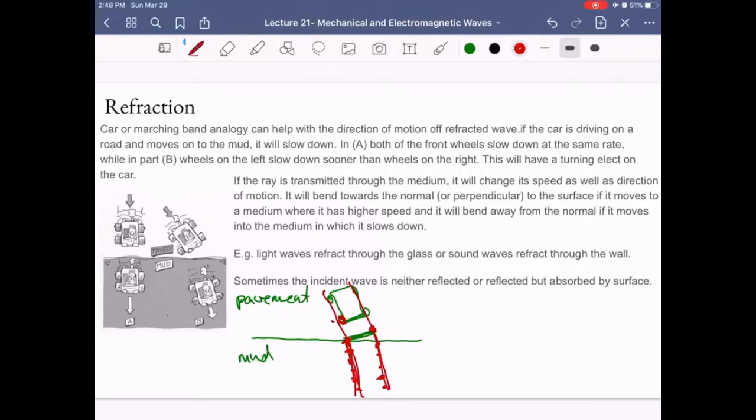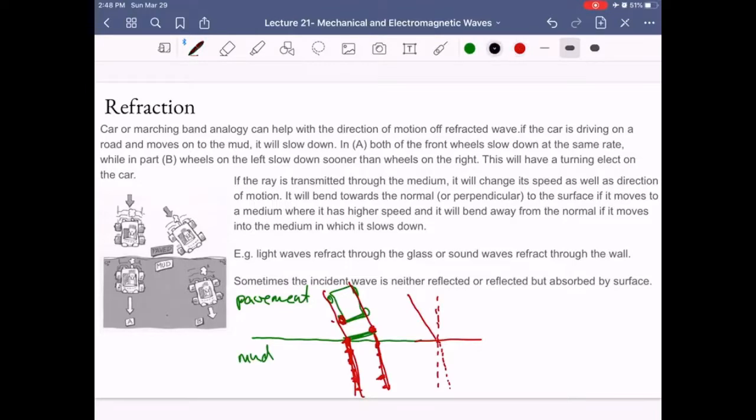And this is how you can think of the waves as well. As they fall on the surface, they bend in such a way that if it travels in the second medium at a slower rate, then it bends towards the normal.